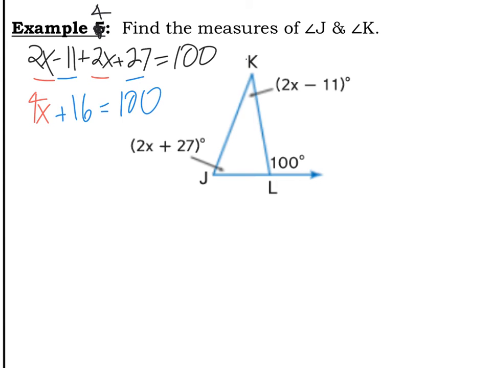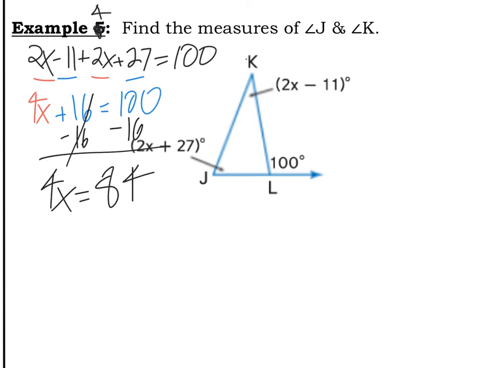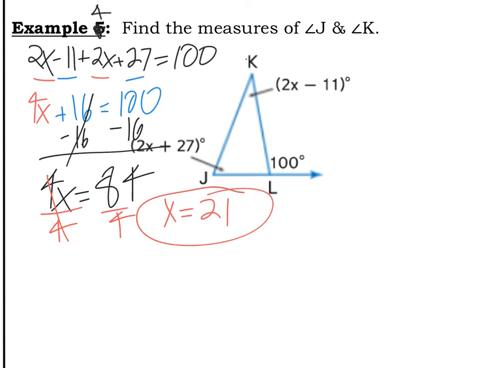So the next thing I'll need to do is minus 16 to the other side. On 100 minus 16 is going to give me 84. So I'm going to write 4x equals 84. And then remember, get rid of a number by the letter by dividing it. So divide both sides by 4. And that's going to give me 21. So x equals 21. So all I have to do now is just plug it in.